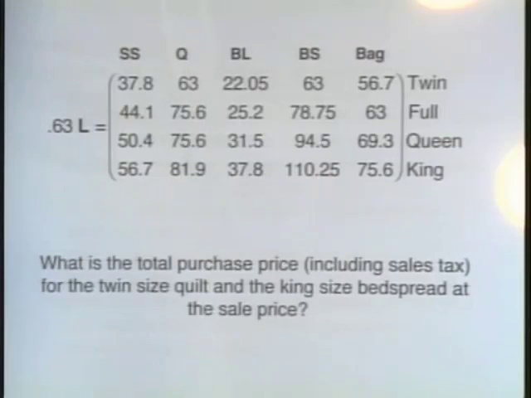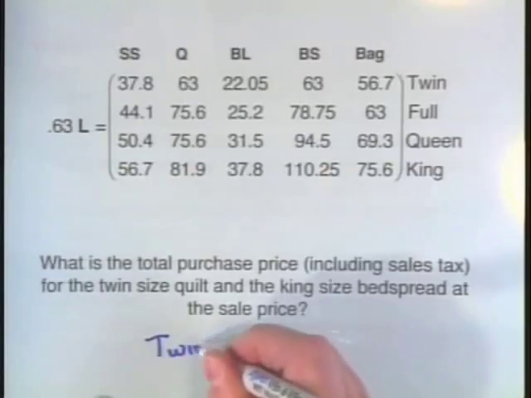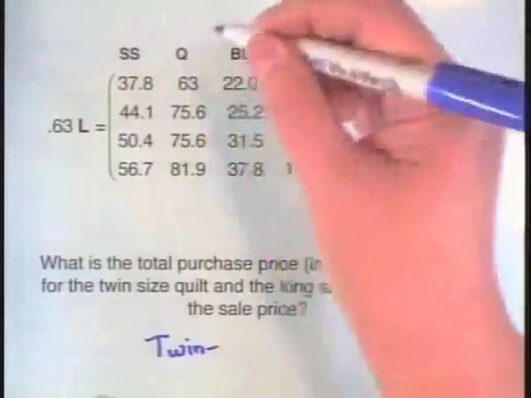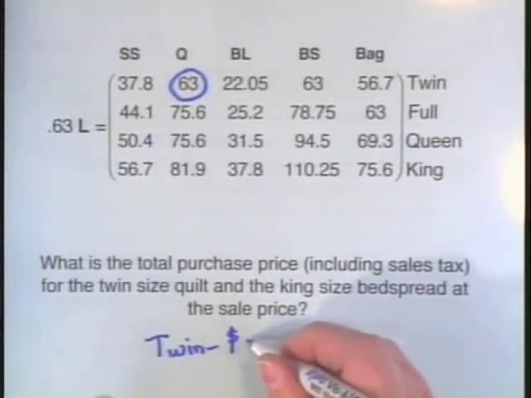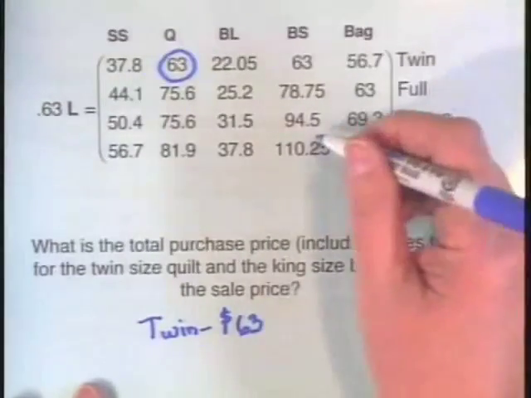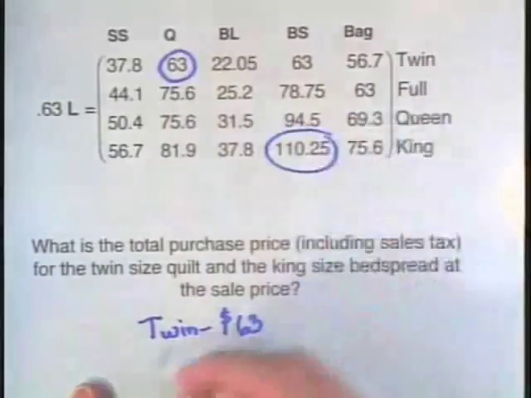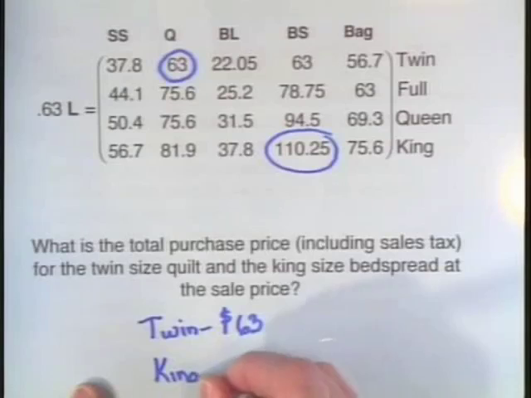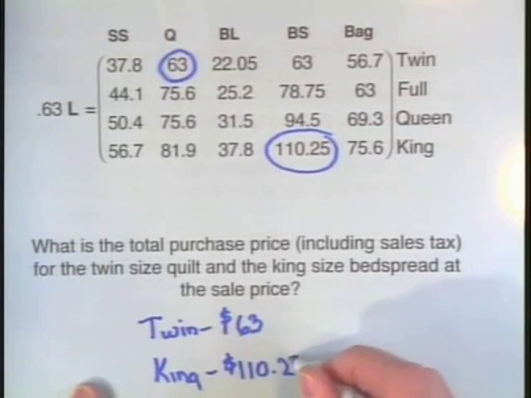What is the total purchase price, including sales tax, for the twin size quilt and the king size bedspread at the sale price? So our twin size, if we come across twin to quilt, we find that the sale price, including sales tax, is $63. And in the king row, we look until we find the bedspread column and find that the king bedspread price is $110.25.